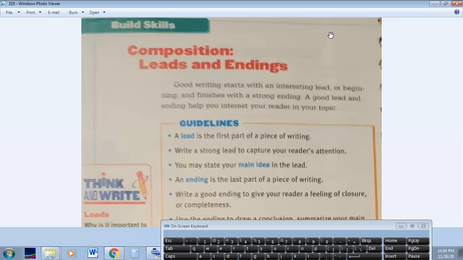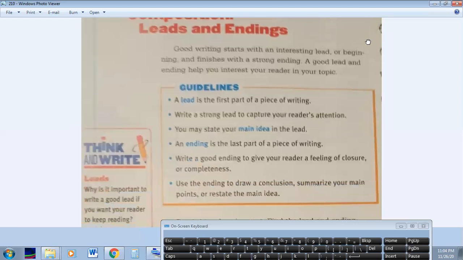And when you finish your writing, just as important as it is to give a good lead, it's important to finish with a good ending. Your ending should be strong, and your reader should understand that you finished talking about what you are explaining.